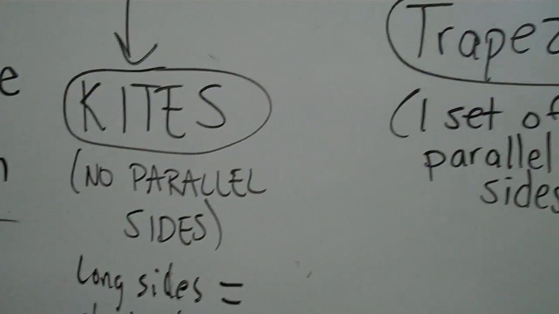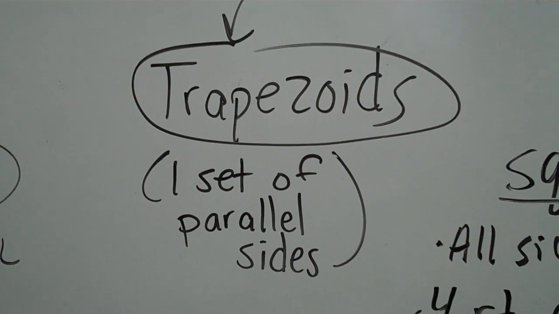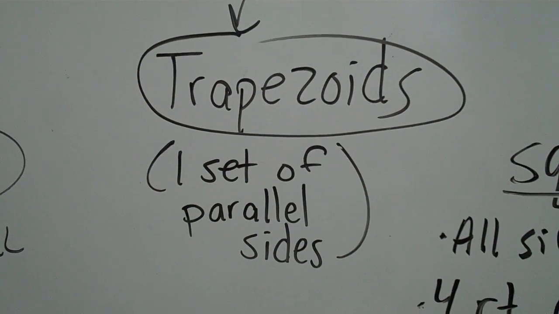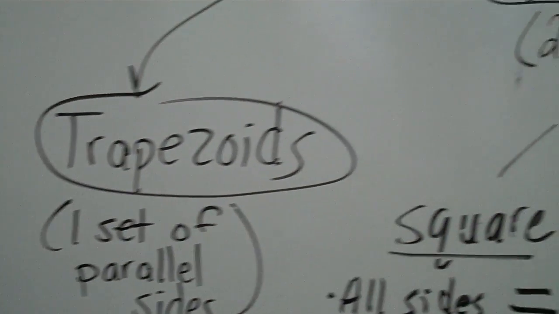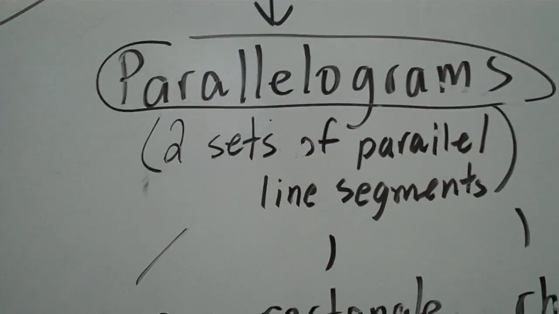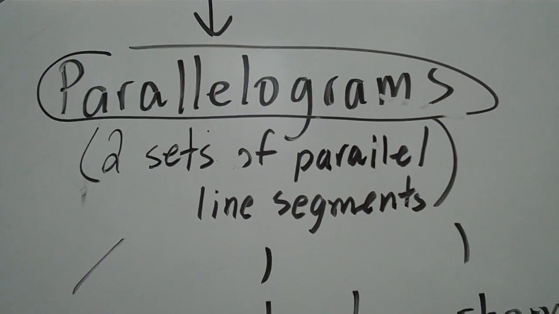Then another stem off the quadrilateral family tree is the trapezoid. A trapezoid has one set of parallel sides. One set of parallel sides. Then probably one of the largest branches off of the quadrilateral family tree is the parallelogram. Parallelograms have two sets of parallel line segments.